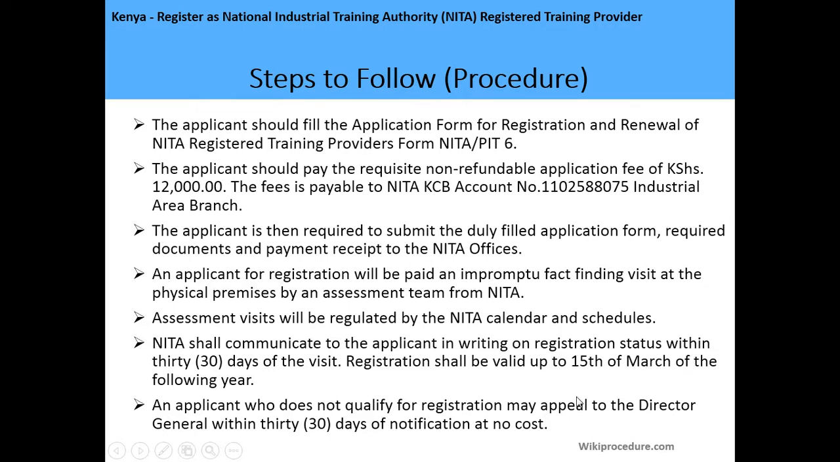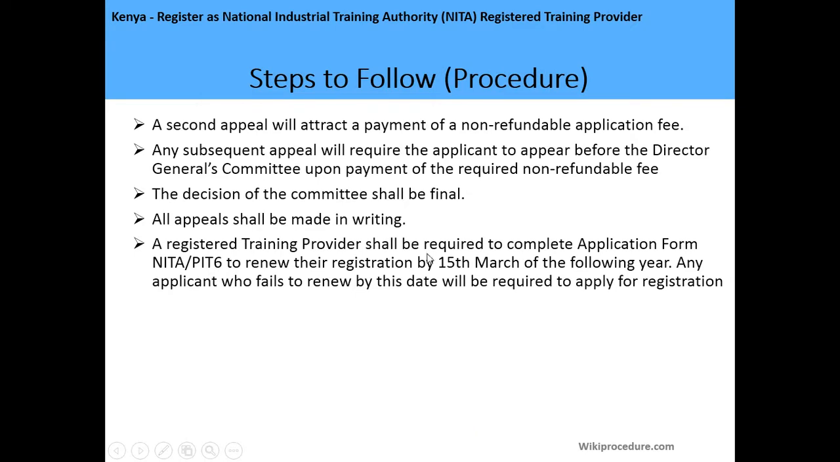following year. So the registration is usually valid for 1 year, and you're required to make a renewal after every 1 year. It's also advisable, when you want to make a renewal, to make it at least 30 days before the 15th of March. An applicant who does not qualify for registration may appeal to the Director General within 30 days of notification at no cost.